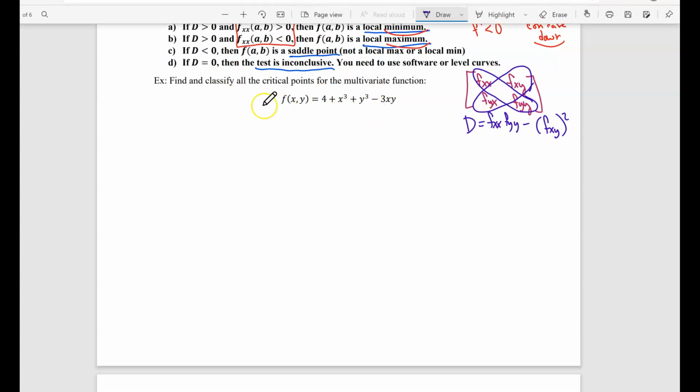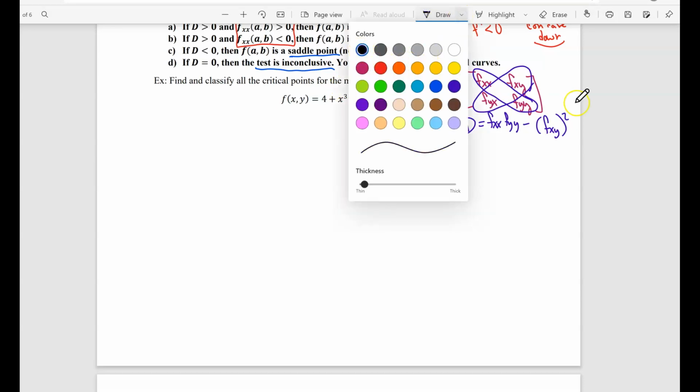All right, so let's go ahead and do this example. We want to find and classify all the critical points for this multivariable function. Without having to graph it or anything, let's go ahead and find our critical points, because that's usually the first step that you want to be able to do.